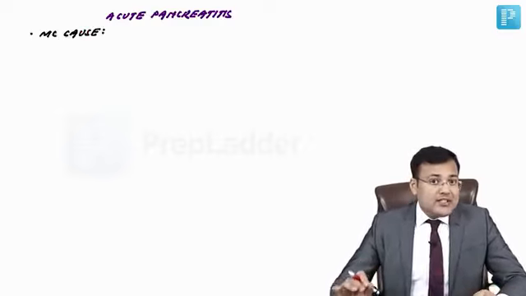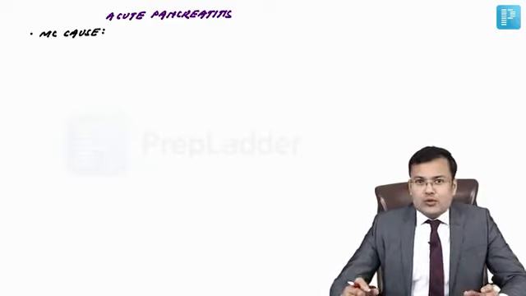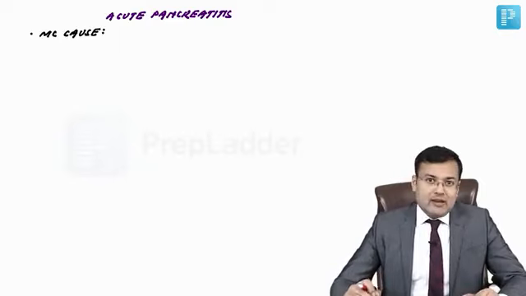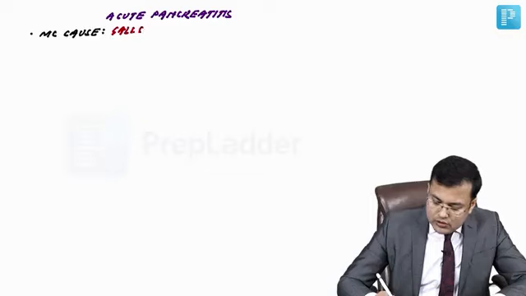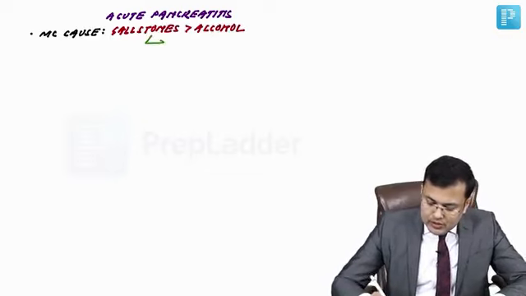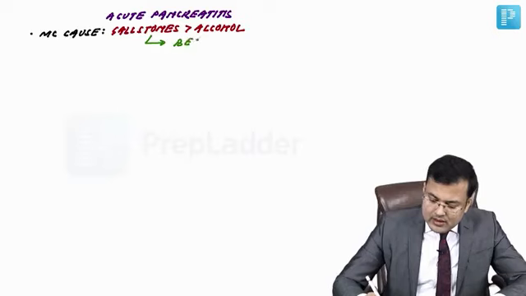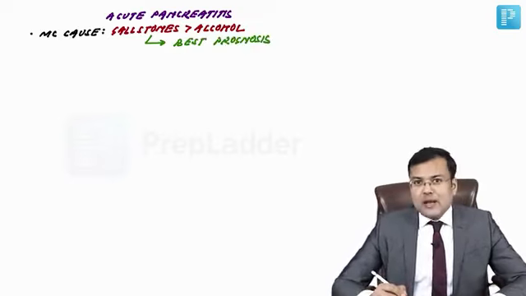There are no permanent changes in the pancreas because of gallstones, and that's why gallstone-induced pancreatitis has the best prognosis. So the most common cause is gallstones followed by alcohol. An important point: gallstone-induced pancreatitis has the best prognosis. Why? Because there are no permanent changes in the pancreas. What are the other causes of acute pancreatitis?